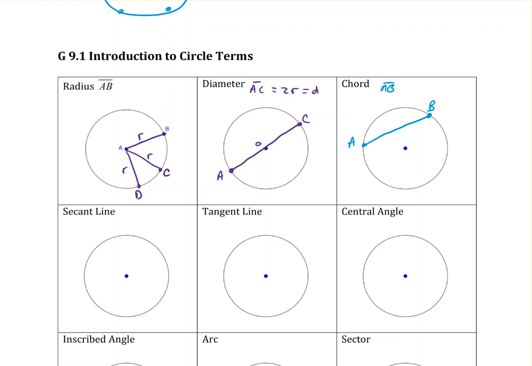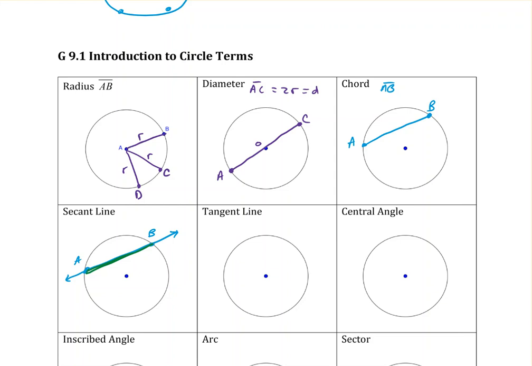Let's talk about a secant line. A secant line is any line that intersects a circle in 2 points. So what does that mean? Well, any secant line effectively contains a chord. A secant line is a line that effectively contains a chord.